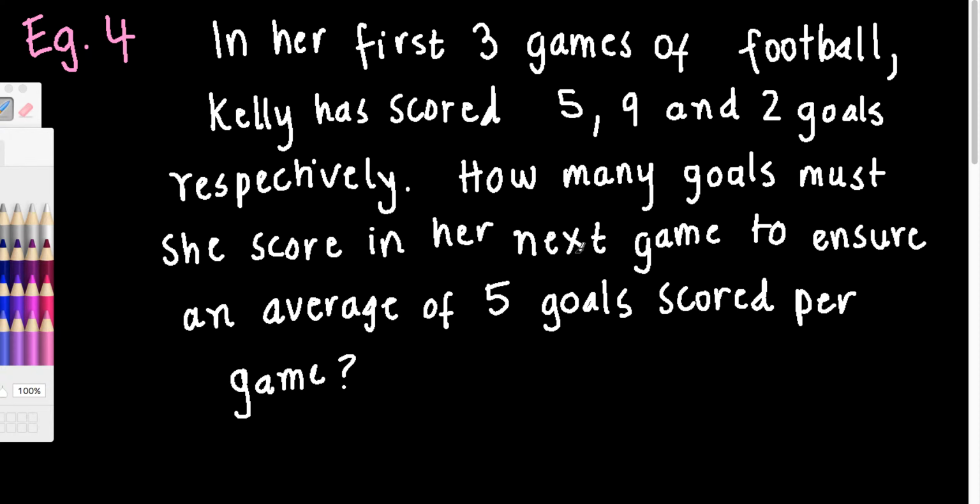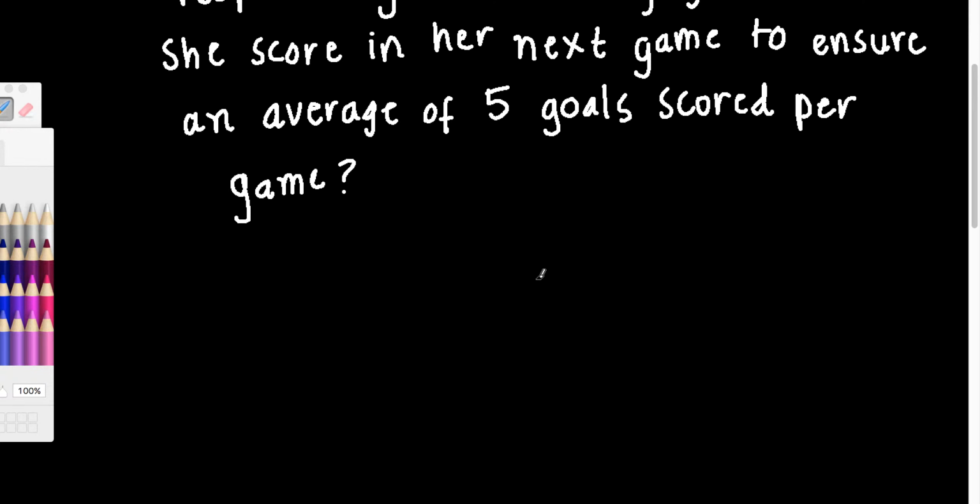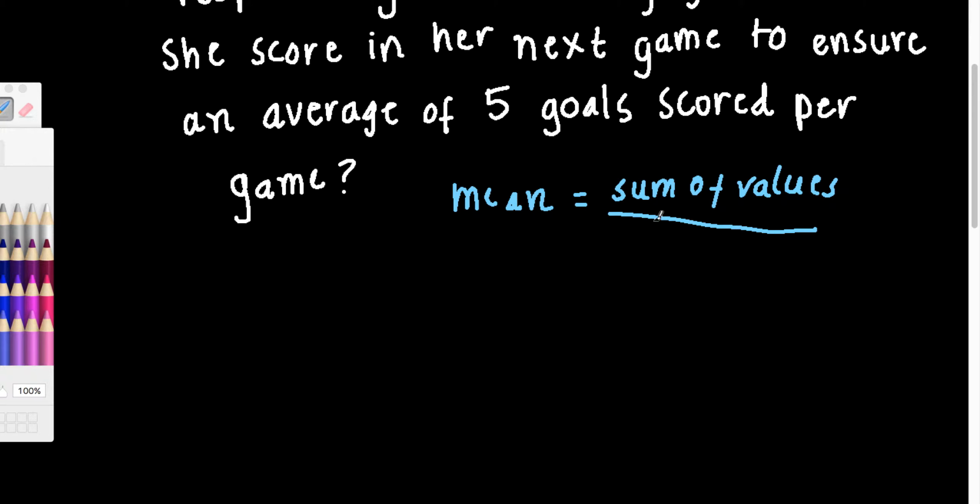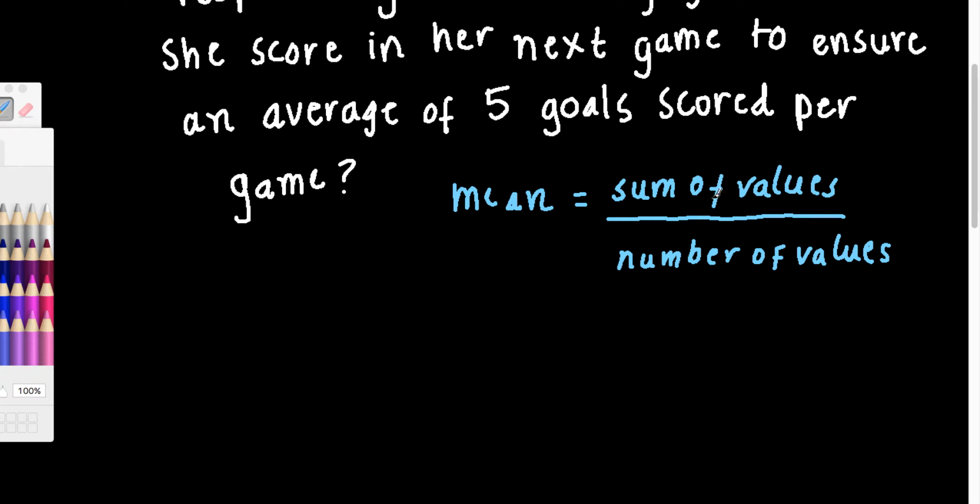So in other words, if we look at her average goals across the 4 games that she will play, we want her average to be 5. Now think about what an average is. It's the mean. The mean is the sum of the values divided by the number of values. That's what our average or our mean is.